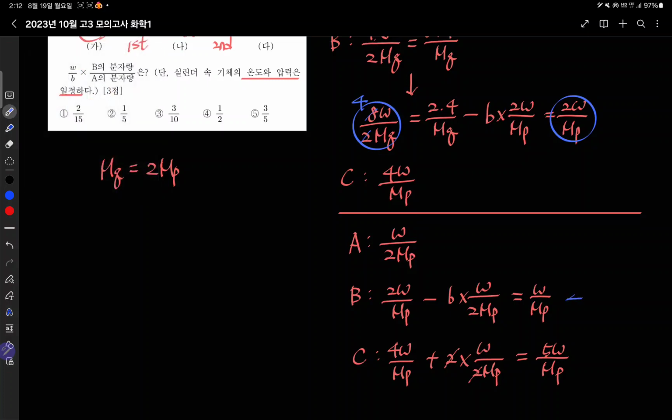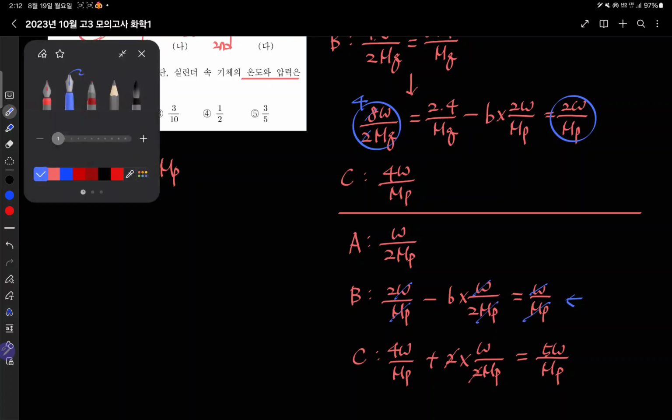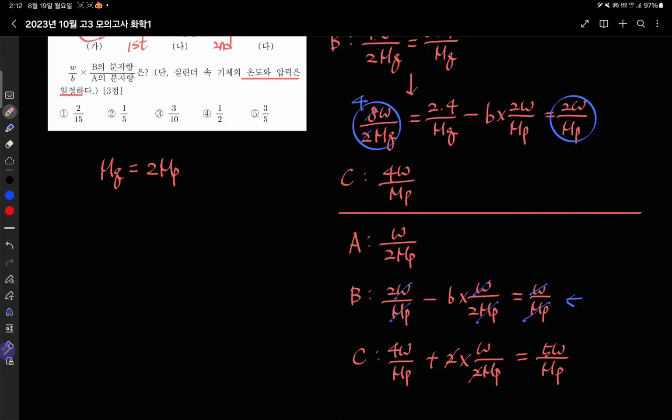And for the second equation, after cancelling W and MP, 2 minus b over 2 is equal to 1. That means the coefficient b is 2.